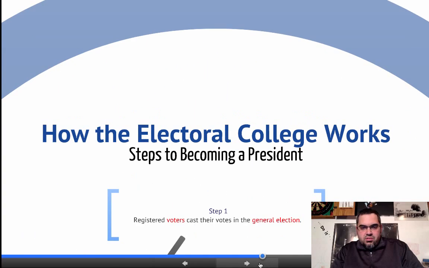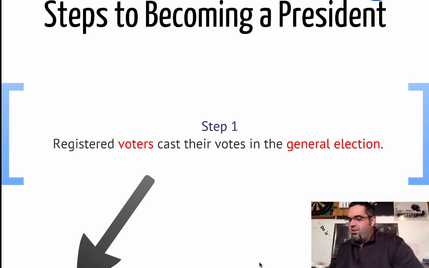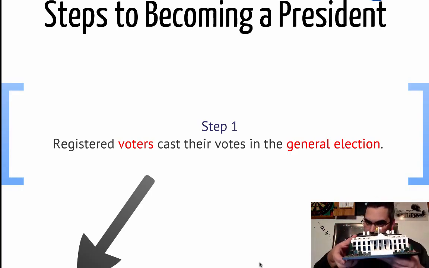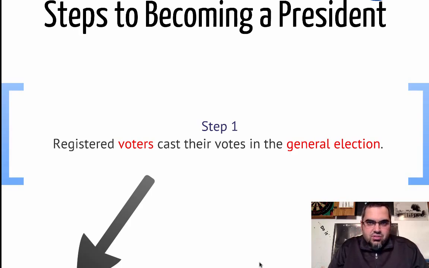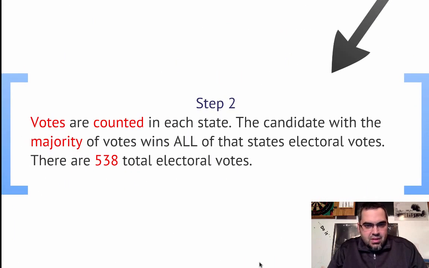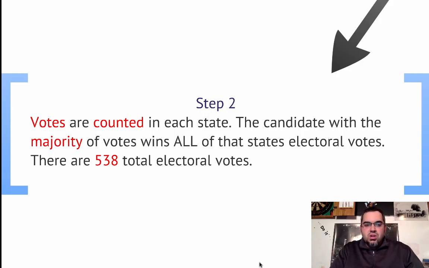So here's how it works. Steps to become a president and get to live in the White House. First, registered voters cast their vote in the general election. This is usually on the first Tuesday of November. And then votes are counted in each state. The candidate with the majority of votes wins all of the state's electoral votes.